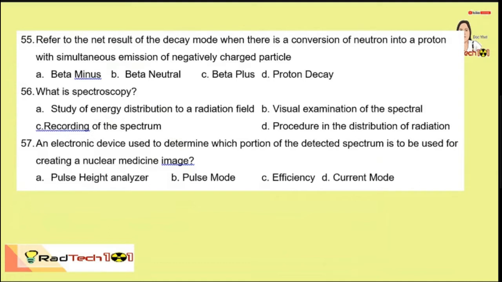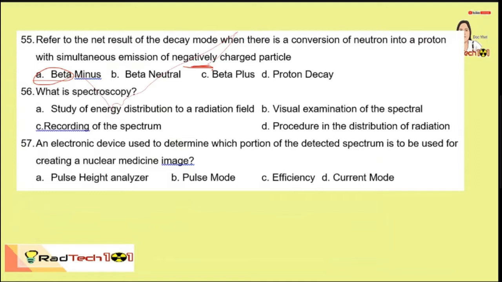55, it refers to the net result of the decay mode when there is a conversion of neutron into a proton with simultaneous emission of a negatively charged particle. So that is beta minus. Okay, so there is a decay of negatively charged particle.